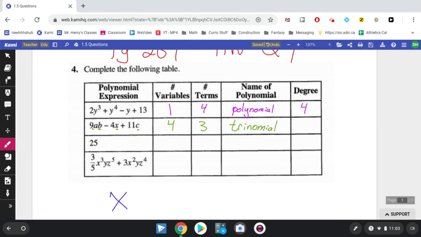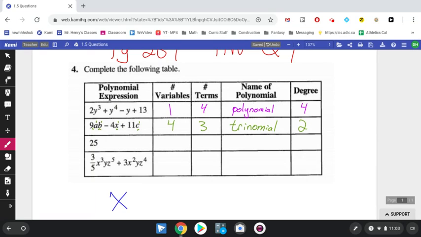Okay, the degree, well, this one might be a little bit harder. Okay, c has a degree of 1, x has a degree of 1. But my first term, 9ab, the a and the b would both have an exponent of 1, so altogether this thing has a degree of 2. This term has a degree 2, this term has a degree 1, this term has a degree 1. The highest of those is 2. All right, let's rattle off the rest here.